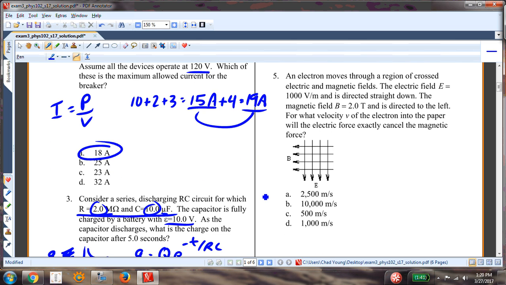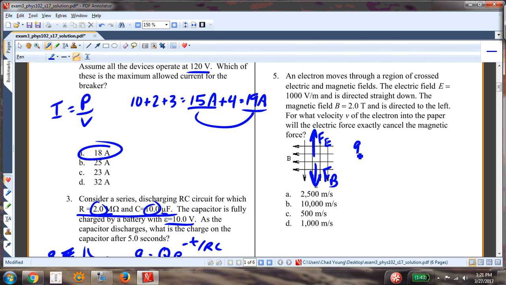An electron moves through a region of electric and magnetic fields. There's the electric field and it's directed straight down, and the magnetic field is directed to the left. At what velocity of the electron into the paper will the electric force exactly cancel the magnetic force? So you have a magnetic force in one direction and an electric force in the other direction. The electric force is going to be up and in this direction, and the magnetic force will be down and in that direction. And I just want to know what velocity gives me those two forces being equal.